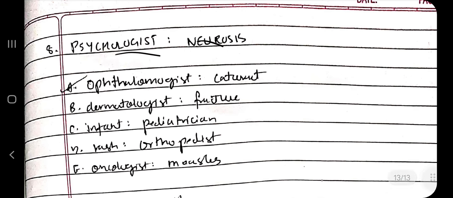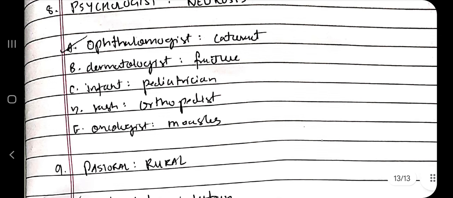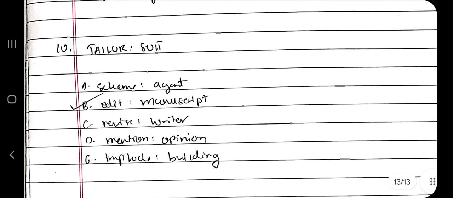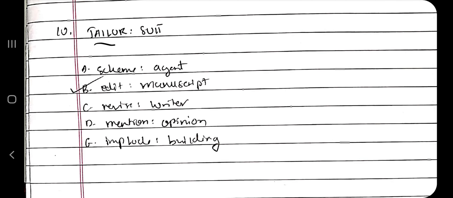Psychologist, what he does? Neurosis. Ophthalmologist, what he does? Cataract. Okay, means does the surgery for cataract. Okay. Pastoral, rural. Pastoral means pasture. It's found in rural, and metropolitan is found in urban. Tailor alters the suit. And by editing, you can alter the manuscript.